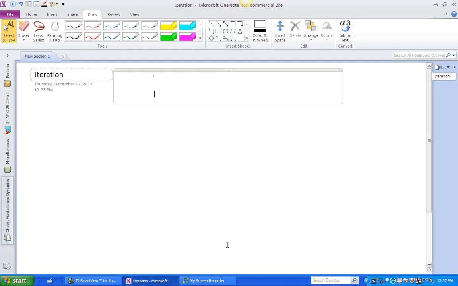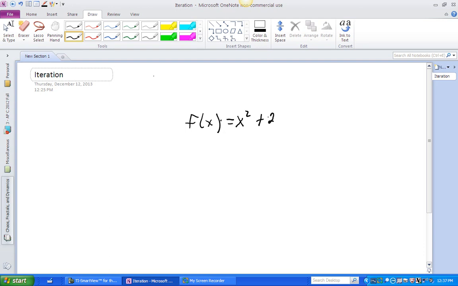Anyway, to get started on this, let's take a look at a function. I'm going to look at the function f of x equals x squared plus 2. And as you can see from the upper left-hand corner of the screen, this is on iteration. And so we're going to iterate, and let's see exactly what that means.